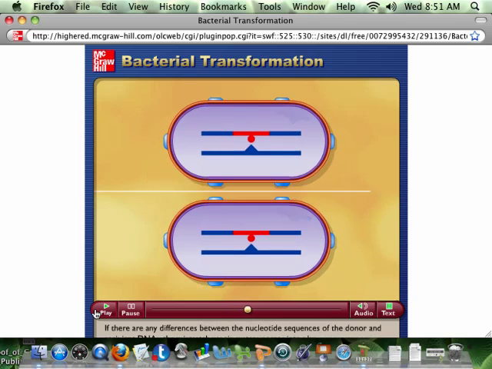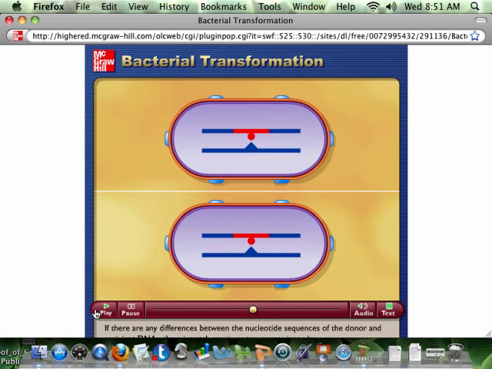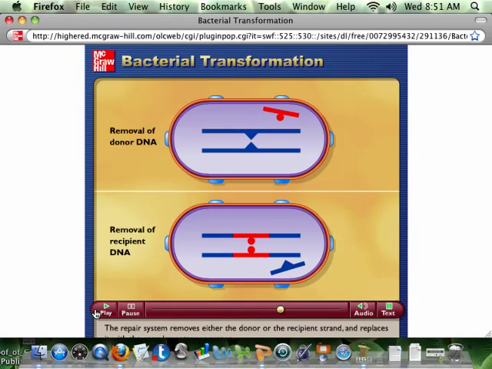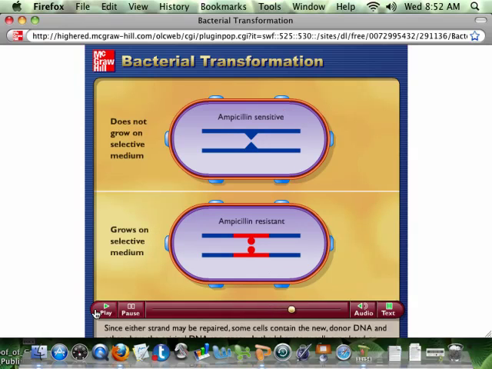If there are any differences between the nucleotide sequences of the donor and recipient DNAs, the mismatch repair system comes into play. The repair system removes either the donor or the recipient strand and replaces it with the complementary sequence. Since either strand may be repaired, some cells contain the new donor DNA and others have the original DNA sequences. In the laboratory, cells are plated on selective media so that only the transformants will grow.